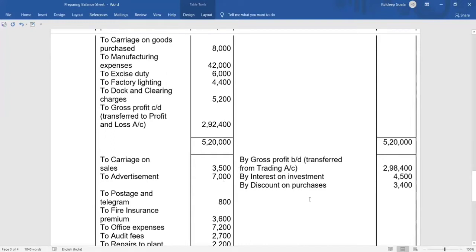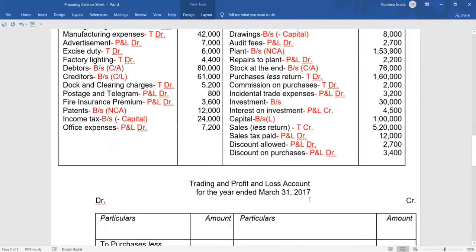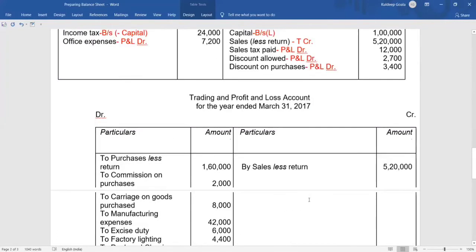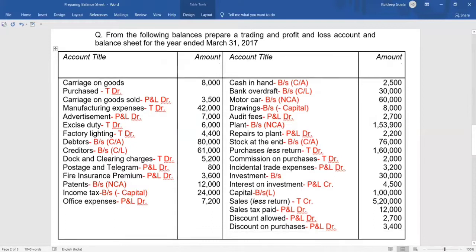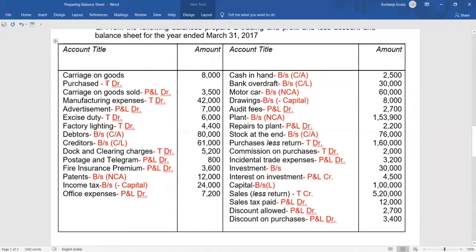Right after doing that, let's start the profit and loss account. In a profit and loss account, the first item should be salaries. Let's see whether the salaries is there or not. If the salary is not there, then we'll go to the next item. No, the salary we cannot find, it is not there. So we'll start with the first item. Serial wise we can go. So carriage on goods sold, it is 3,500, that will be placed here.